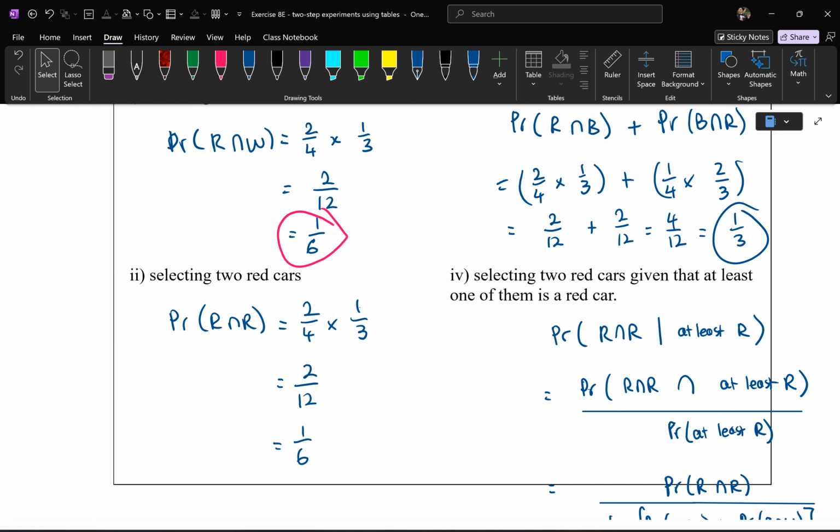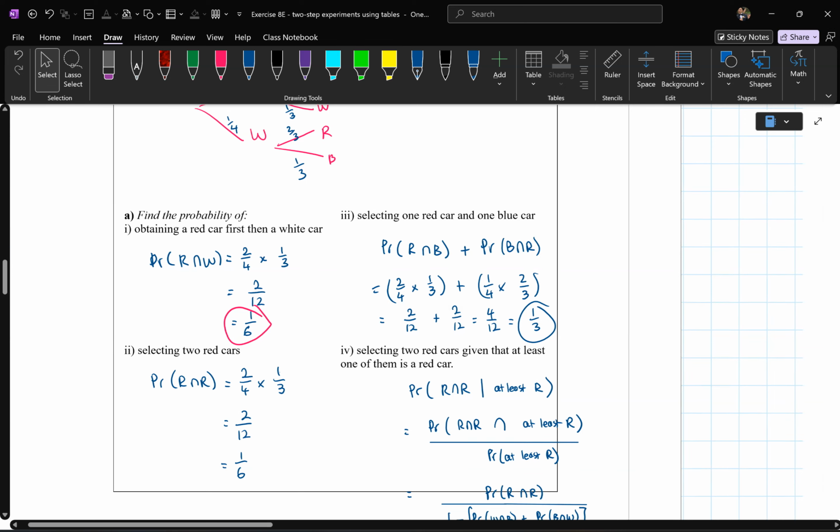Then there's only 1 left, so you get 1 out of 3. So 2 quarters times a third, again you get a 1/6 chance of getting 2 red cars. And again, if you did a two-way table, you would have seen it. You would have done R1 then R2 plus R2 then R1, so you would have got the same answer. Okay. Next one.